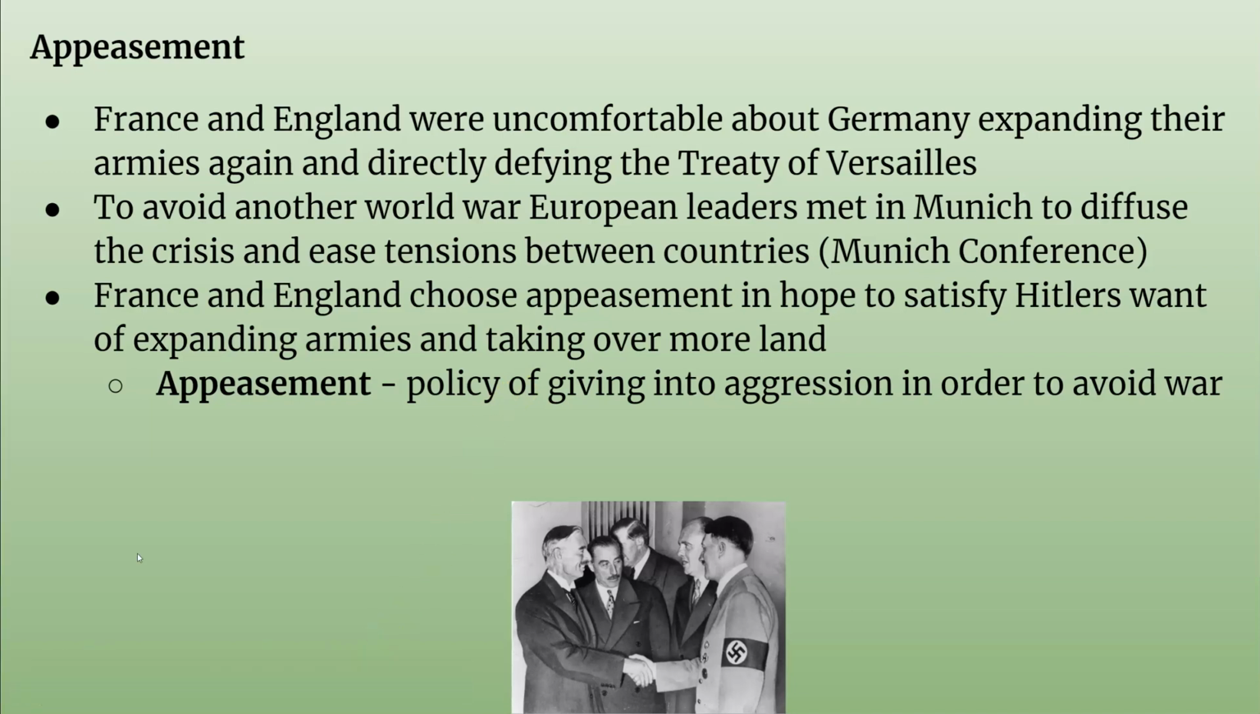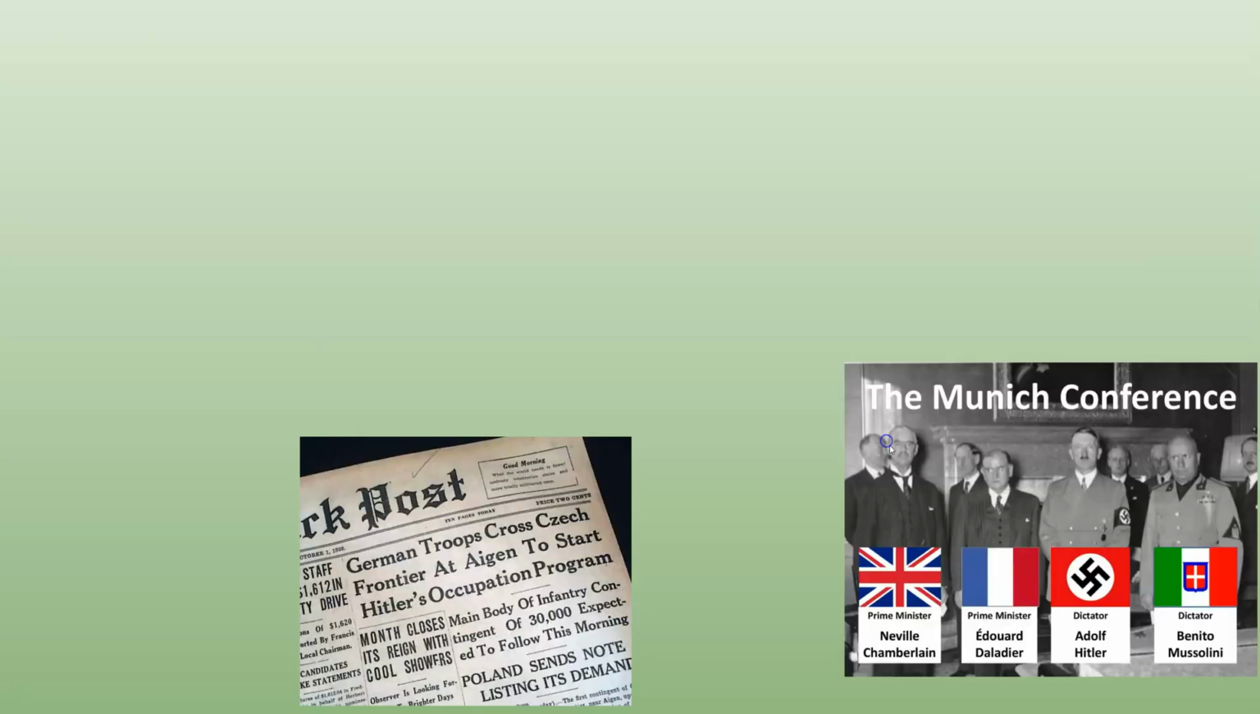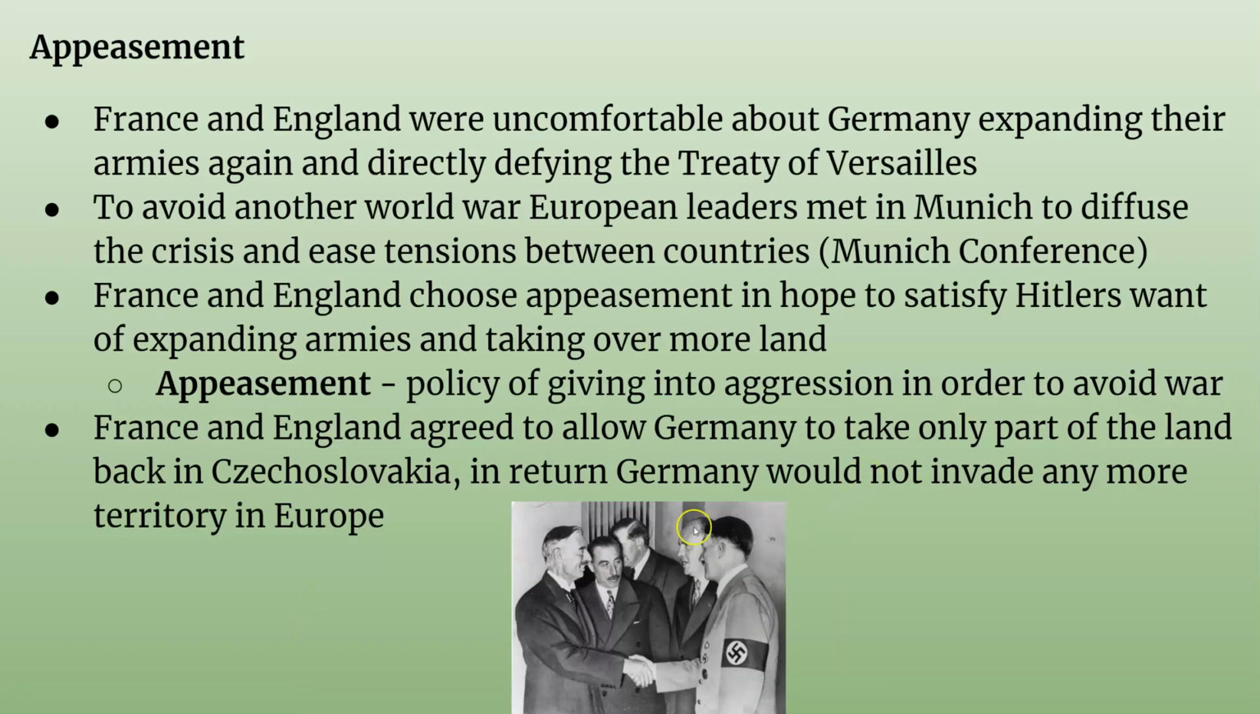They practice the policy of appeasement, which is the policy of giving in to aggression in order to avoid a war. So they're trying to make Hitler happy enough so they didn't have to start a world war. France and England agreed to allow Germany to take the Sudetenland, which is part of Czechoslovakia. In return, Germany would not invade any more territory in Europe.